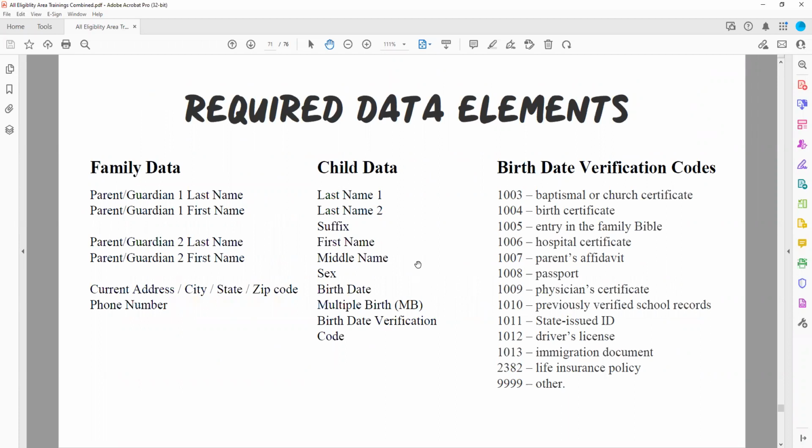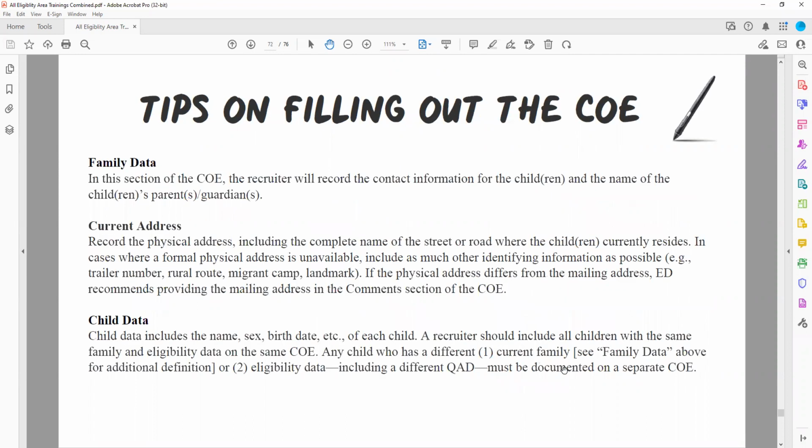So here are some of the required data elements. You get family data: parents' names, their address, the city, state, and child data. You can see the list right there. And then when you're getting the particular information, we have verification codes. Usually the 1007 is the parent's affidavit. That's their statement to you of what they said. But if you were able to verify any of their birth information through any of these other ways, you would put those codes on the COE.